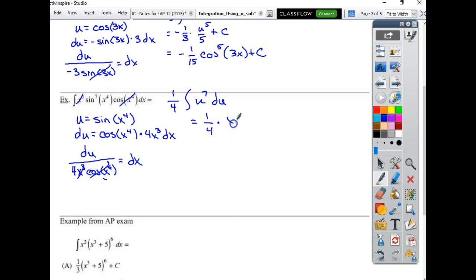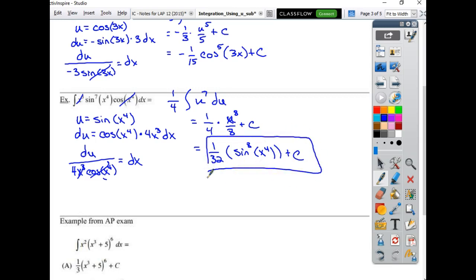So this is 1/4, u to the 8th over 8 plus c, or 1/32. Isn't that a terrible fraction? Of the sine to the 8th power of x to the 4th. I didn't need the extra set of parentheses, but I put them there anyways, plus c.